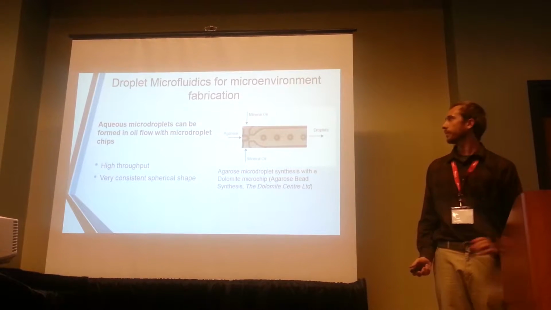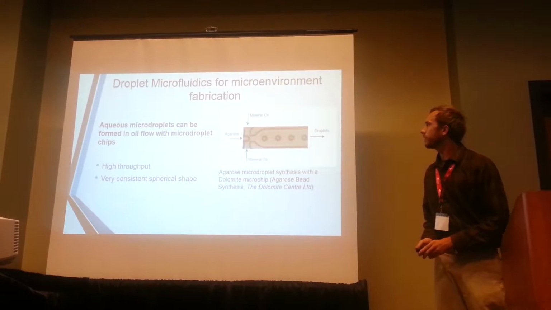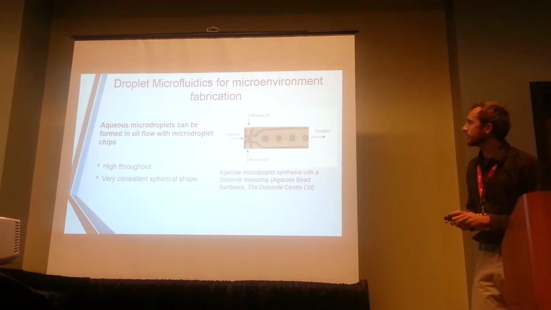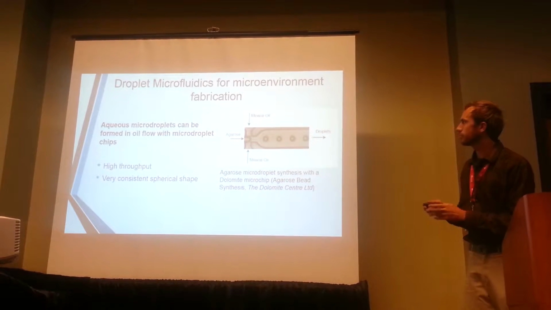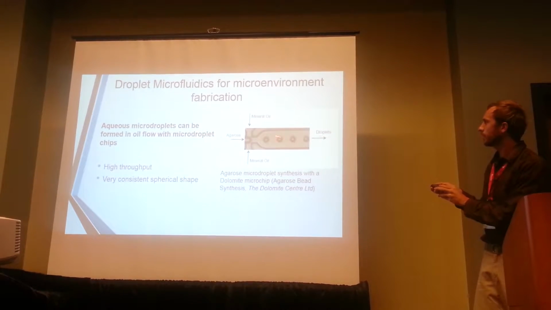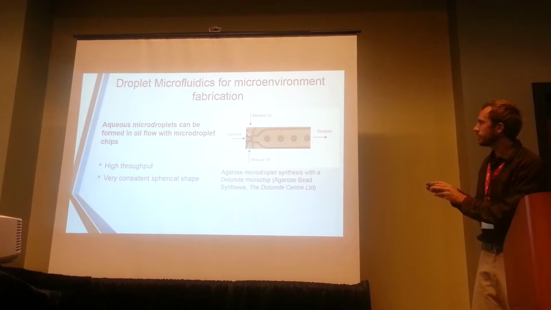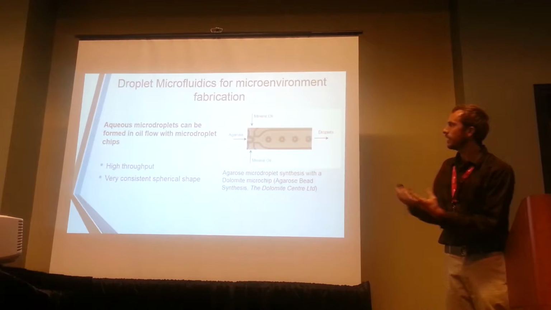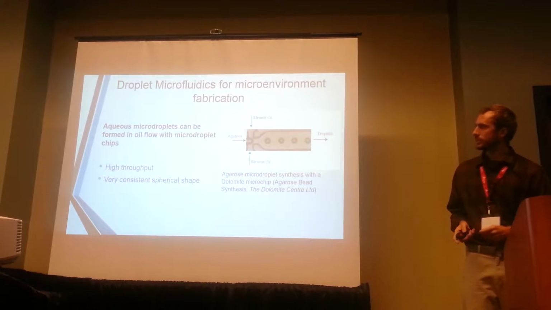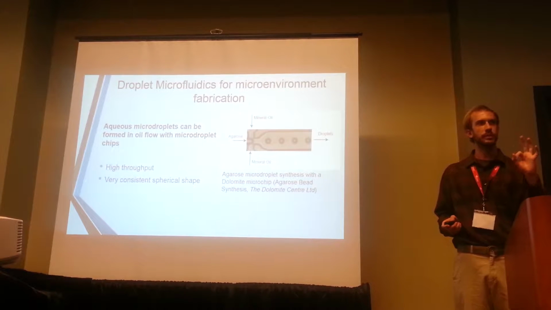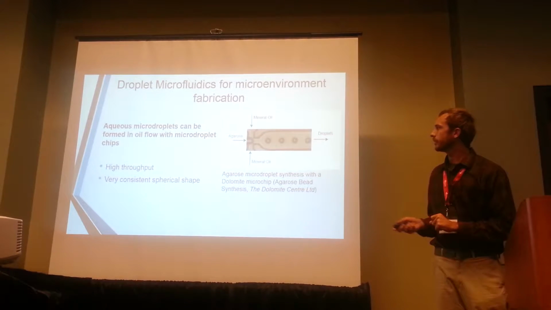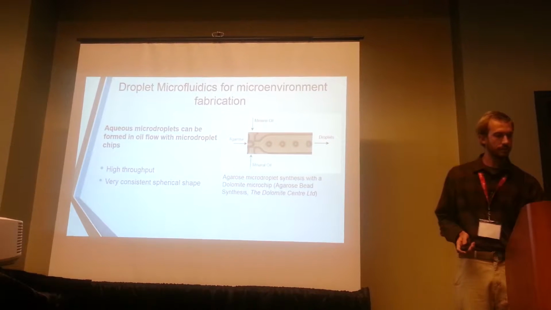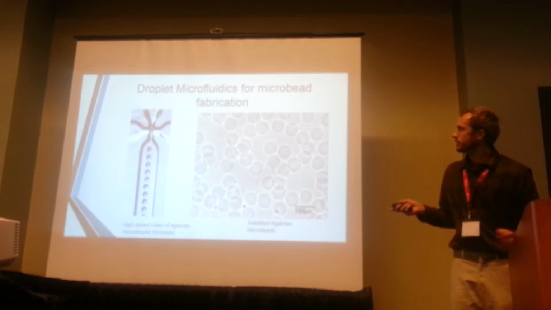So we propose droplet microfluidics as a way of fabricating these little microenvironments. Droplet microfluidics is a way of making small aqueous droplets by running a coarse stream of aqueous solution into two mineral oil streams that are coming from the top and the bottom. This creates surface tension, and it breaks this coarse stream into microbeads or microdroplets of water. It's very high throughput. We can make a lot of droplets very quickly, and the droplets come out in a very consistent shape.